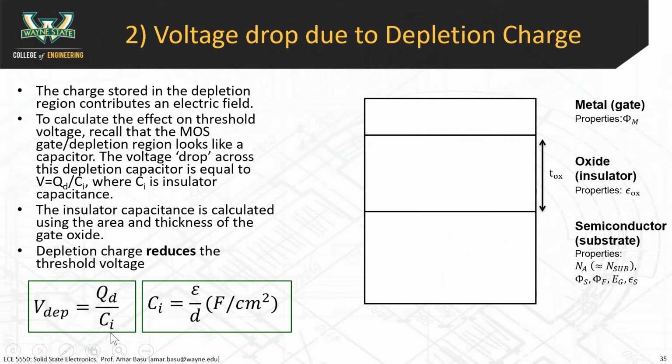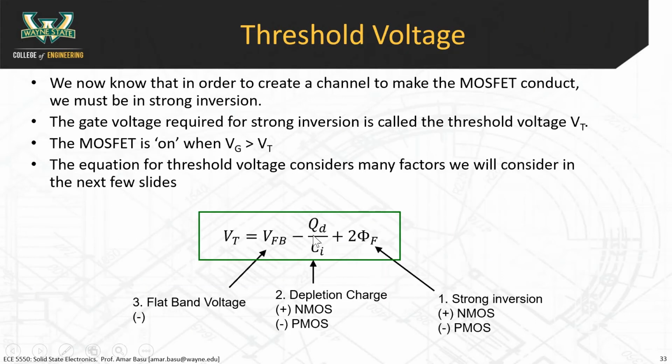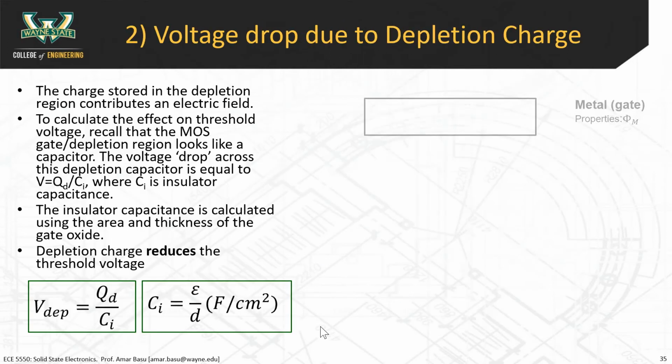Okay, and that's the second term in the threshold voltage equation. So QD over CI, and this term is positive for an NMOS device, negative for a PMOS device. So for an NMOS device, it actually reduces the threshold voltage, because you have a negative sign, and this term, QD over CI, is positive for an NMOS device.